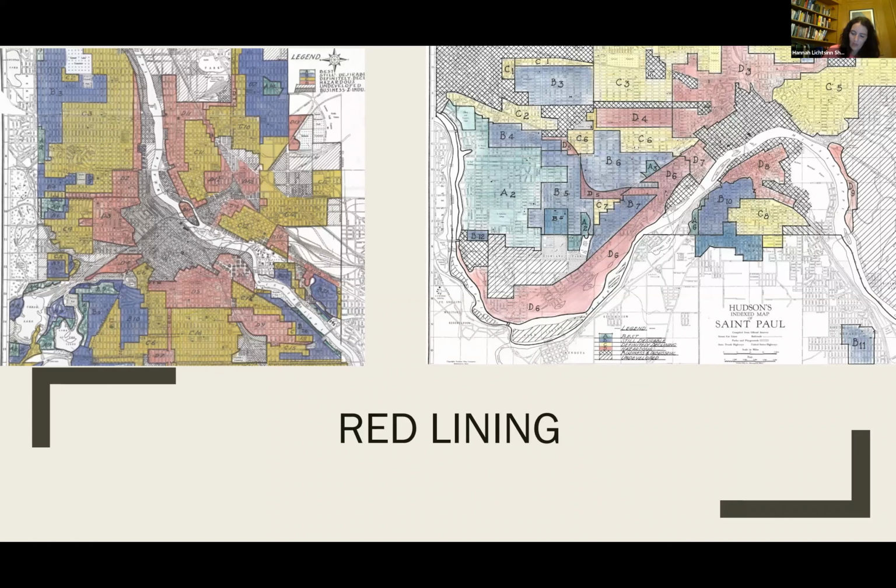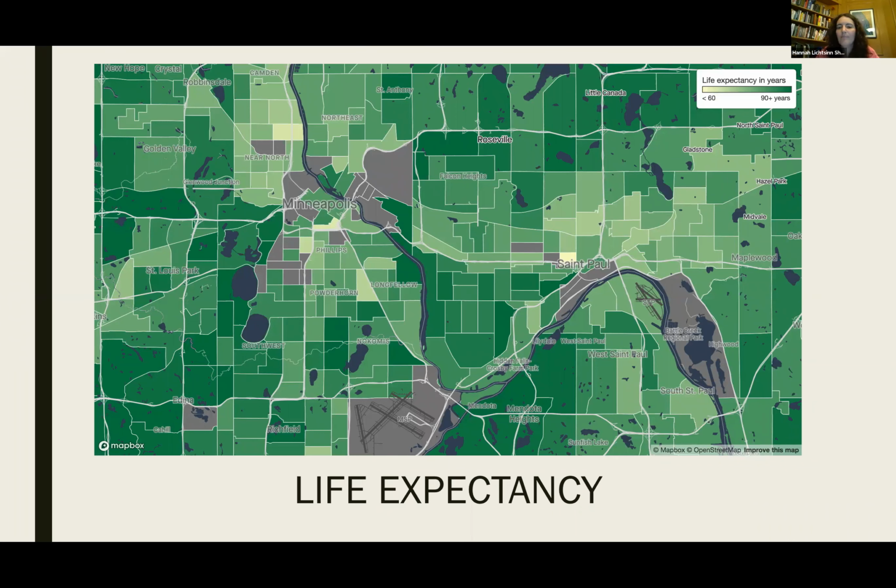So what effect does that have now? This is a look at life expectancy in the Twin Cities metro area in, I think this was 2014. Is that what it says on there? Very recent, by zip code. So look at this map and compare it to what we were seeing in the last one. If you look up here, this was a redlined area. This is a redlined area. This is a redlined area.